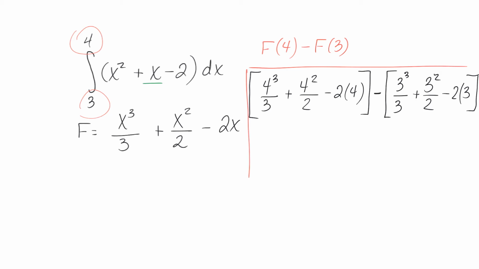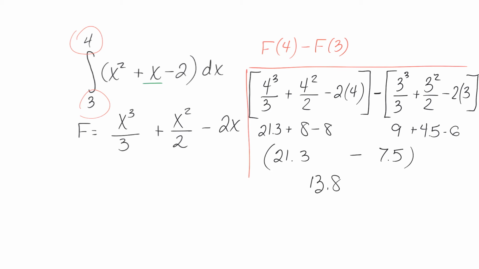I'll wait. Okay, so let's see, 21.3 plus 4 squared is 16 divided by 2 is 8 minus 8. Okay, so 21.3. Over here, we got, okay, so 9, 3 squared is 9, plus 4.5, minus 6, plus 4.5 is 7.5. Okay, so we had 21.3 minus 7.5, which gives us 13.8. And that is the definite integral.